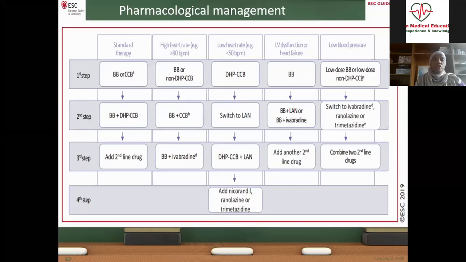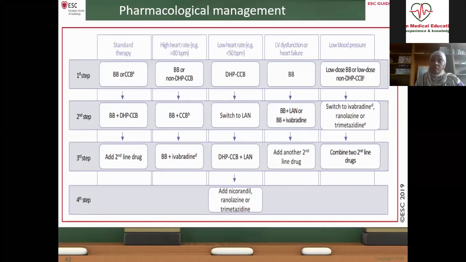beta blocker and calcium channel blocker. If you have a high heart rate, when you have a low heart rate, which medication you should choose, and in patients with LV dysfunction, beta blocker, ACE inhibitor, they are the mainstay of the treatment. And when you have a low blood pressure or hypertensive patient, you have to tailor your management according to that. And you have to choose alternatives like ivabradine, ranolazine.